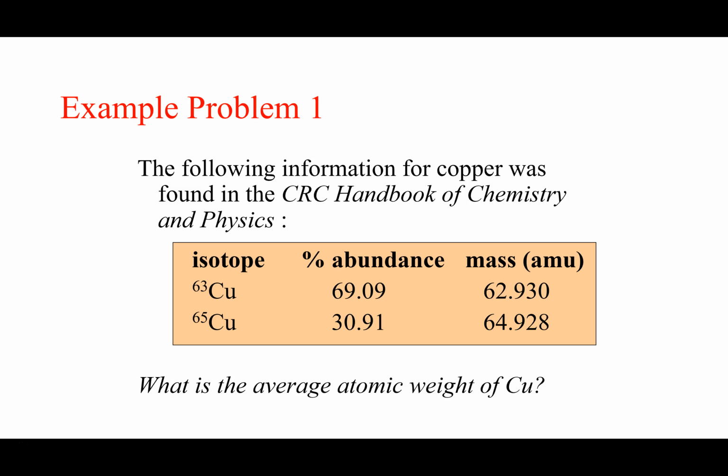So here we go. Let's pick on copper. So we have copper mass number 63, copper mass number 65. Which one's more abundant?